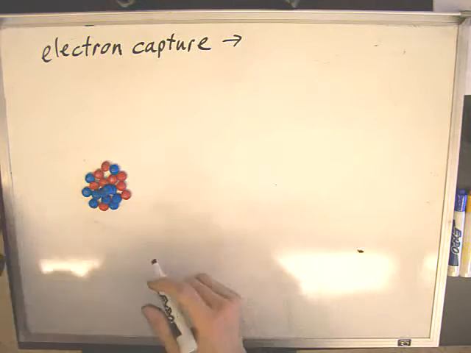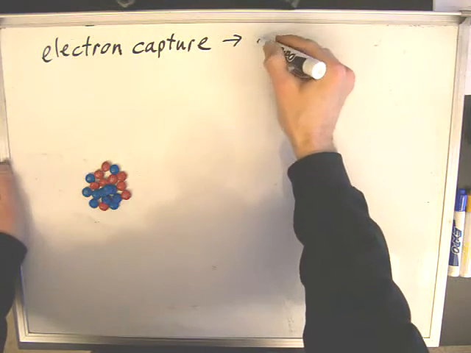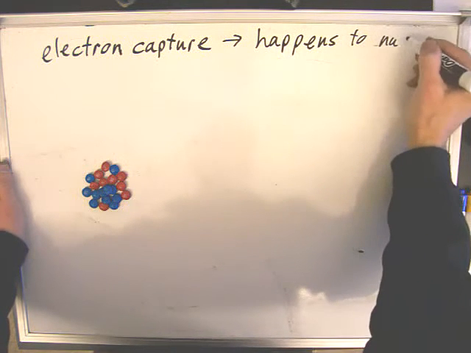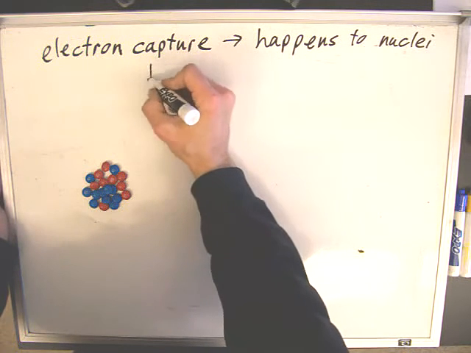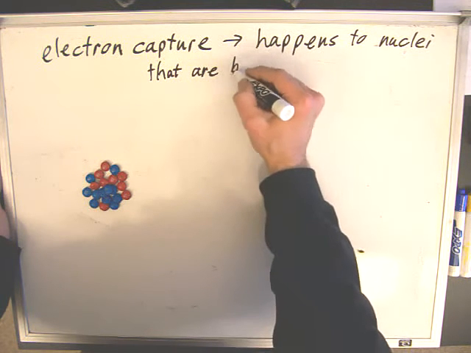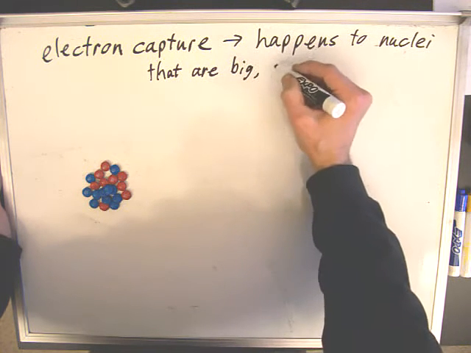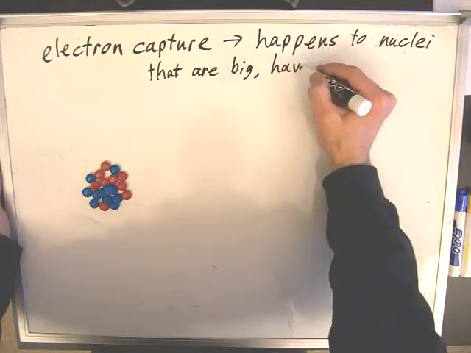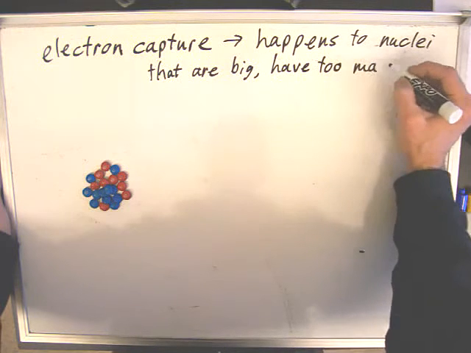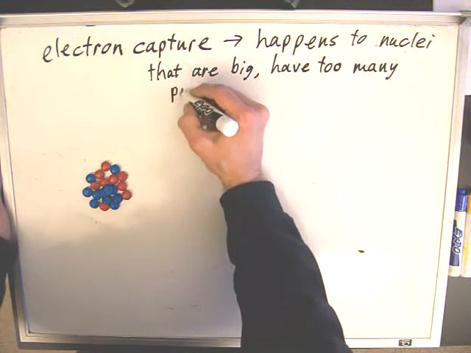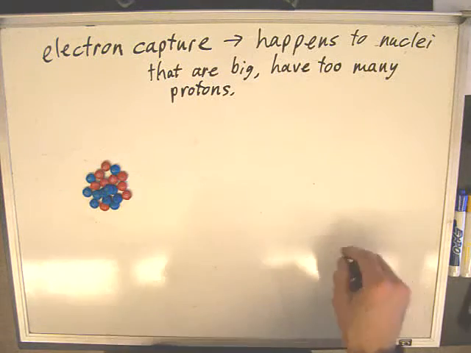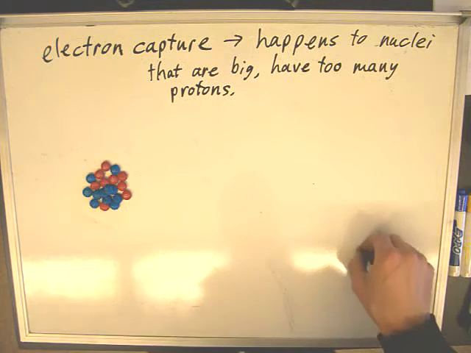Okay, the third example I'll give you is electron capture. Electron capture happens to nuclei that are big and have too many protons. Now, the nucleus, in order to go through electron capture, has to be fairly large.